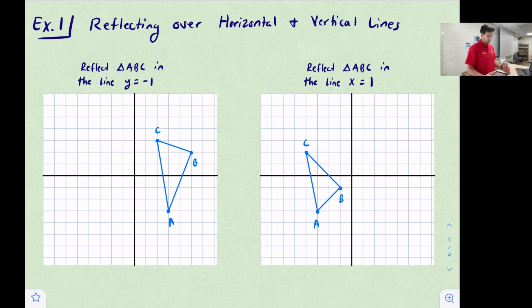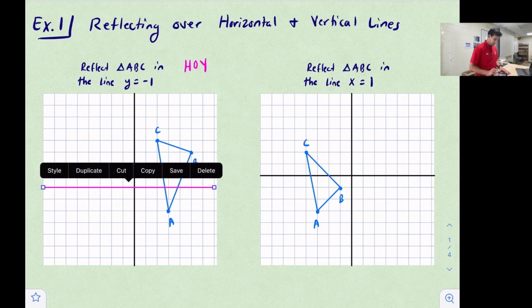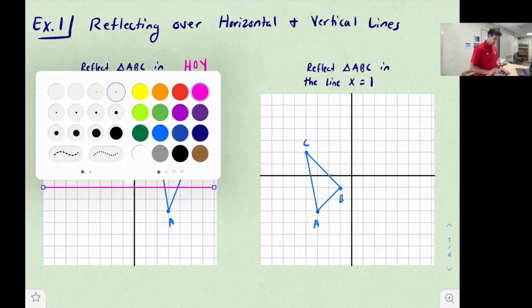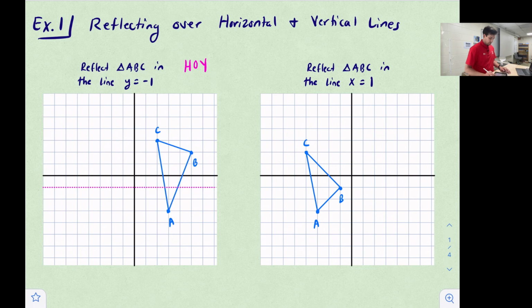In example one, we're just going to look at horizontal and vertical lines. We're going to reflect triangle ABC in the line y = -1. So we need to know what y = -1 is. If you remember from algebra, we can use the acronym HOY, which stands for horizontal line, zero slope, y equals a number. So if we have y equals a number, then it's a horizontal line, and it's going to be a horizontal line through -1. Here's my line. I'm going to change it to a dashed line just so that we can distinguish it.